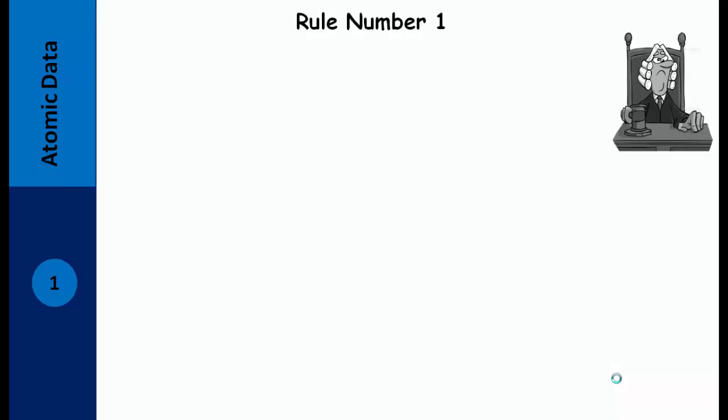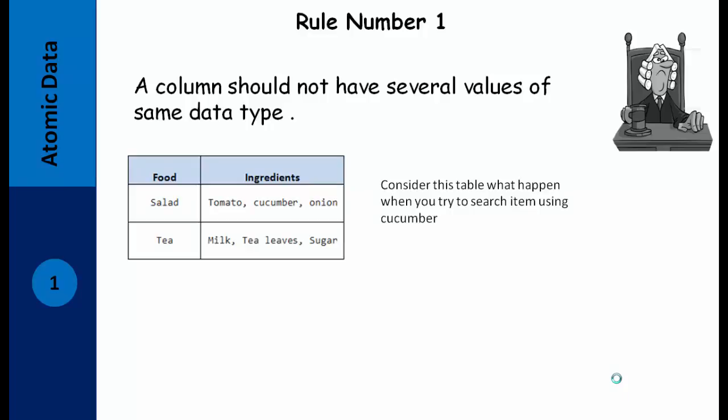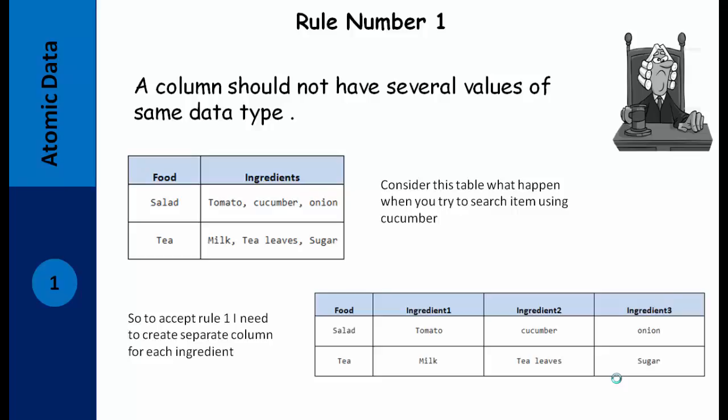Alright, let's talk about the rules of atomicity. Rule 1 says a column should not have several values of the same data type. Consider this table, food details. What happens when you try to search an item using cucumber or onion? Will you be able to search? It seems impossible, right? So to accept rule 1, we need to create separate columns for each ingredient. Now what we have done is we have segregated the ingredients column into ingredient 1, 2 and 3. So now as per rule 1, our table is atomic enough.